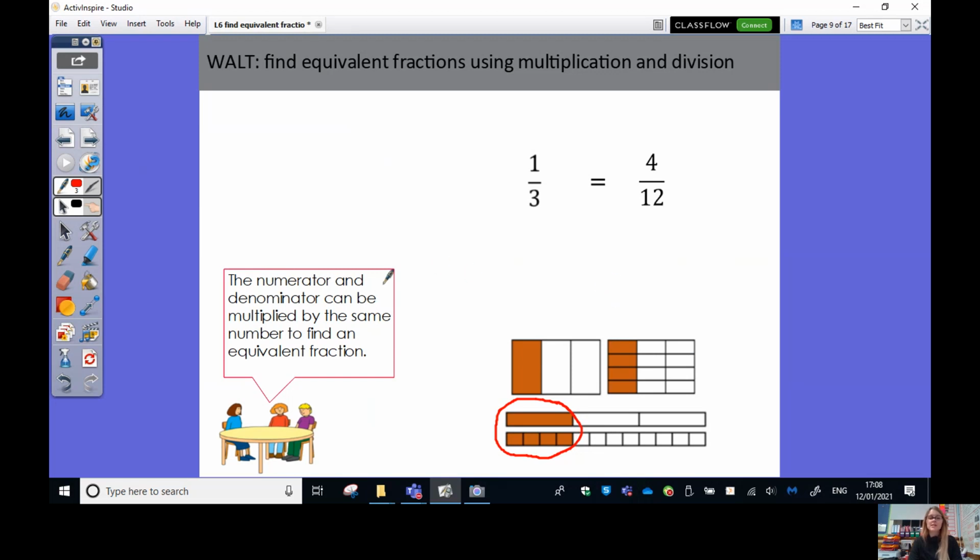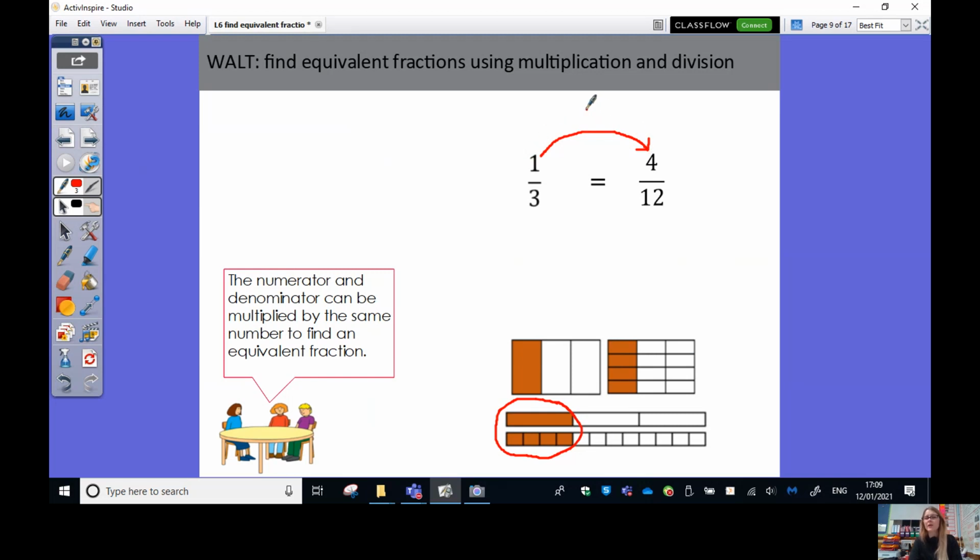Okay, so let's look if we multiply the numerator and the denominator by the same number. So I'm going to start with the numerator because I have both my numerators, and I think that's going to be a little bit easier to work out. So what has my numerator been multiplied to get 4?